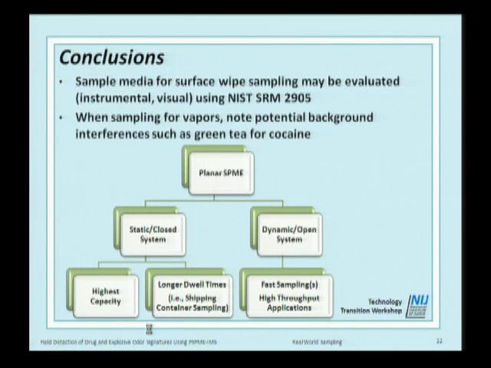Okay, and to conclude, the sample media for surface wipe sampling may be evaluated visually and instrumentally using this standard reference material that you'll be working with in your next exercise. When sampling for vapors, however, you have to note that there might be potential background interferences, as in the example for cocaine, where green tea posed an issue. But again, there are ways to get around this through instrument modification and modification of the chemistry of the PSPME device.